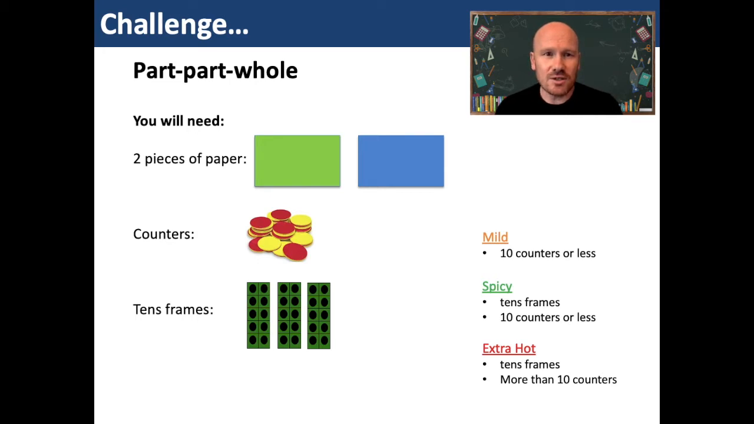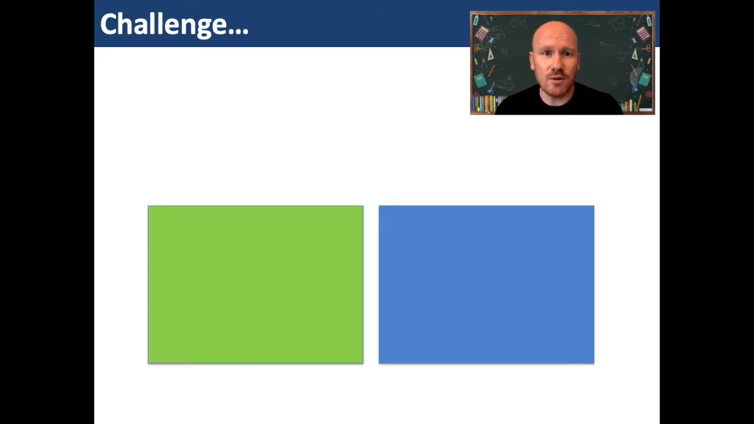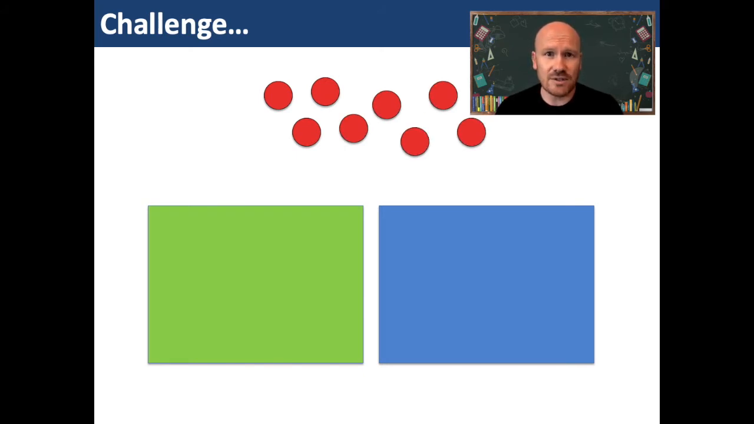The first thing you're going to do is player 1, you're going to choose a number and you're going to make that number using the resources. Now, if you want to give yourself a mild challenge, then use no more than 10 counters. If you want to go for a spicy challenge, then you can use some of the tens frames, but once again, you're using no more than 10 counters. And if you want to go for an extra hot challenge, you can use some of the tens frames, and this time you're going to use more than 10 counters to make the number.